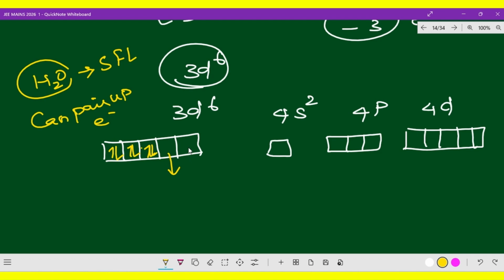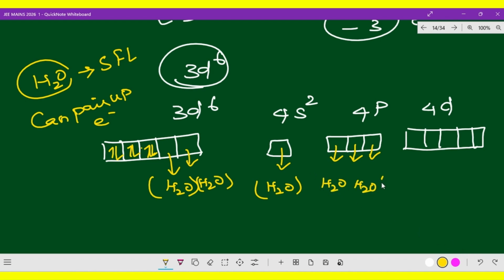Sorry, empty orbitals are there, not unpaired electrons. Here empty orbitals are there. In those empty orbitals, which one will go and fill? Here H2O will go and fill. So H2O, H2O. These are all ligands. The H2O ligand has to fill, right?